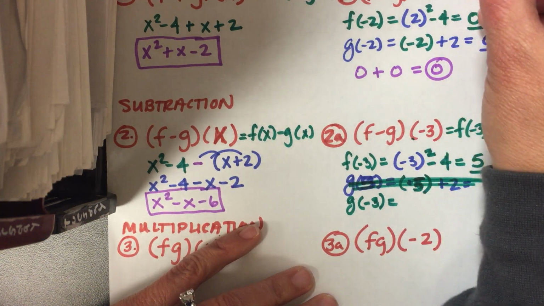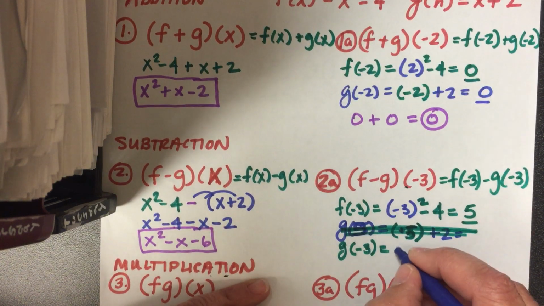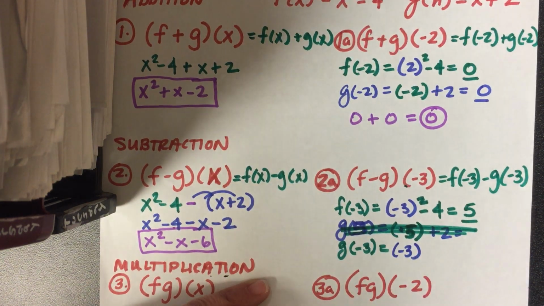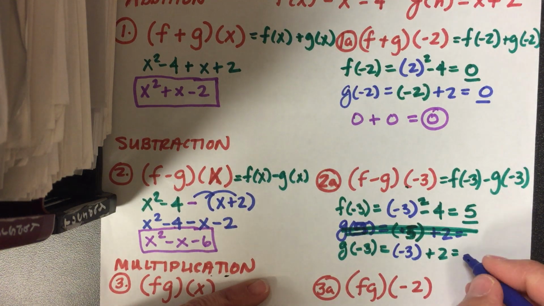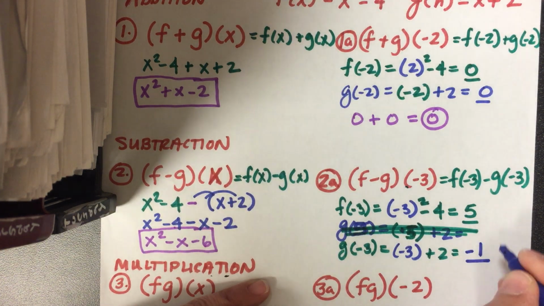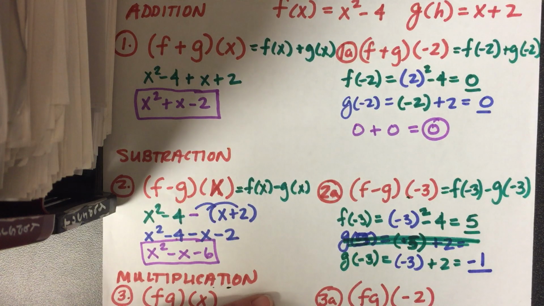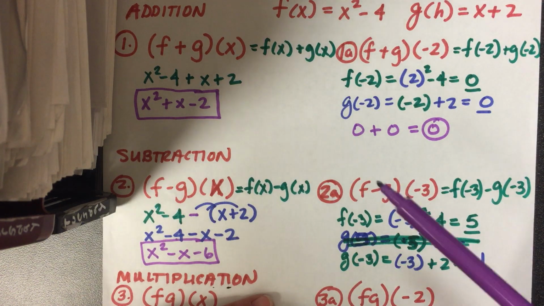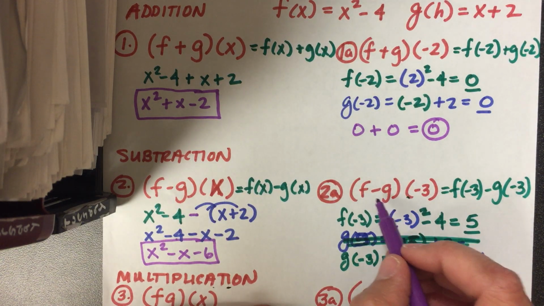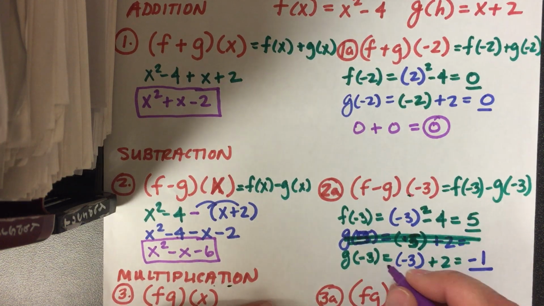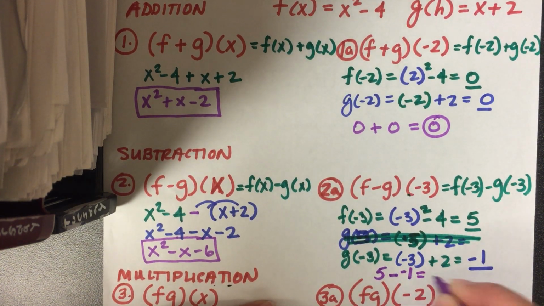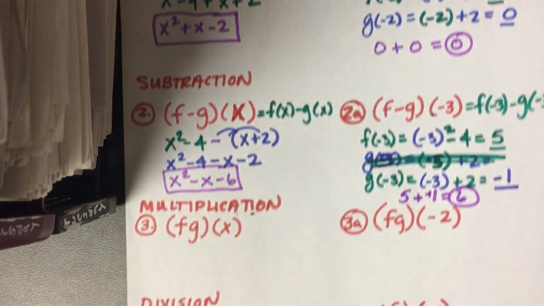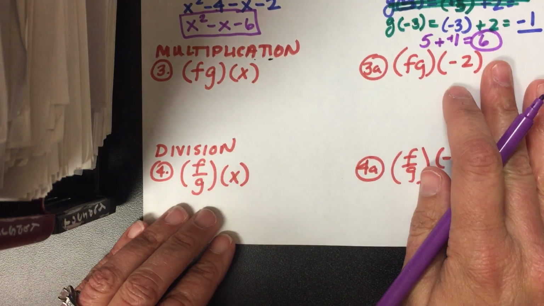And so I'm going to plug -3 in for x. So I have -3 plus 2, and that's going to give me -1. So now I have f of -3 and g of -3, and the operation is subtraction. So I've got 5 minus -1, which is 5 plus 1, which is 6. So I don't slip anymore.